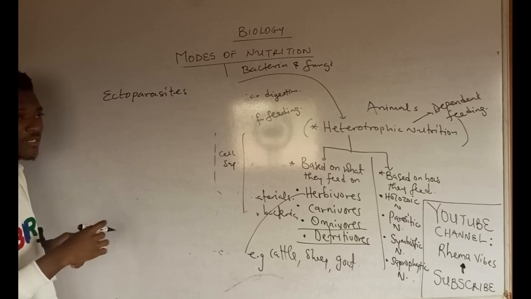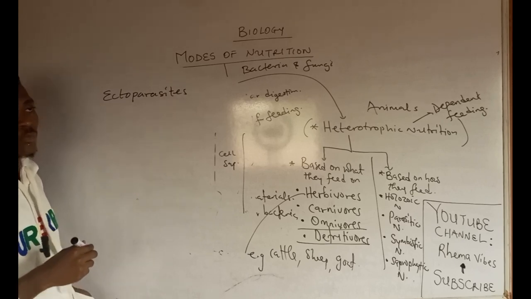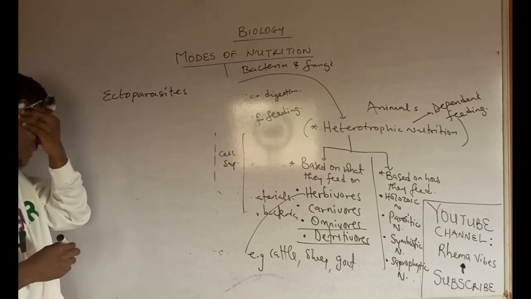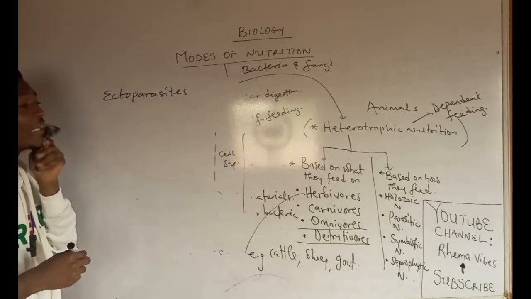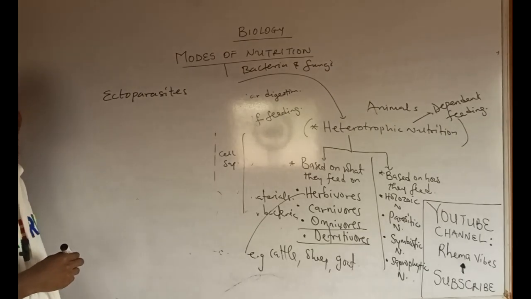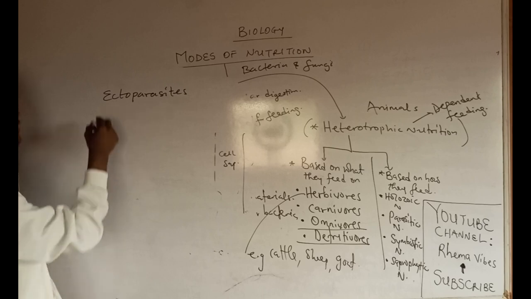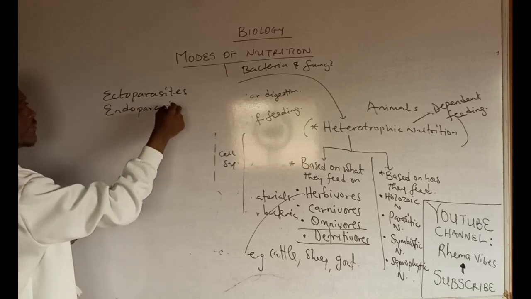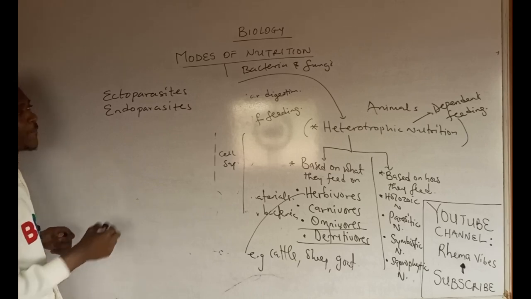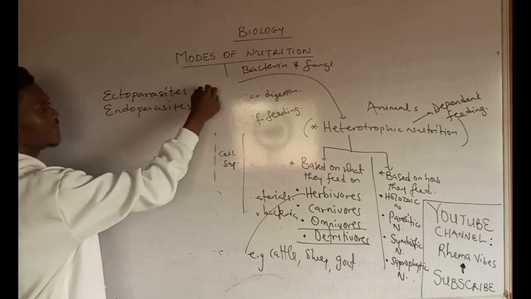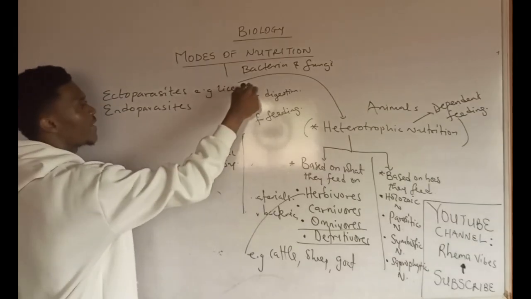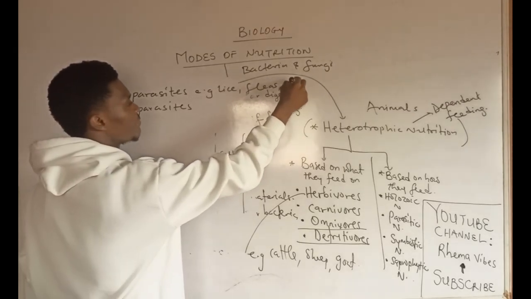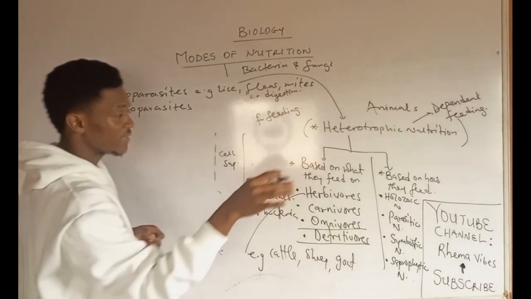Those that live on the outside of their host are called ectoparasites, while those that live within their host are called endoparasites. Examples of ectoparasites include lice, fleas, mites, bugs, and the rest of them.